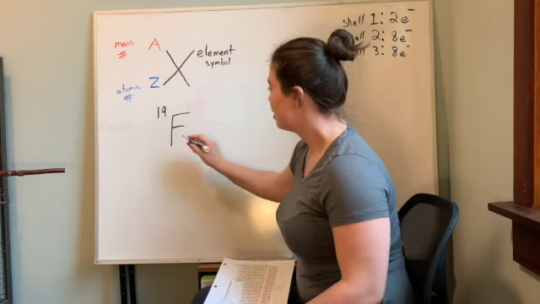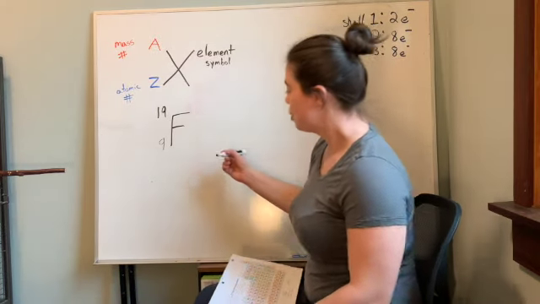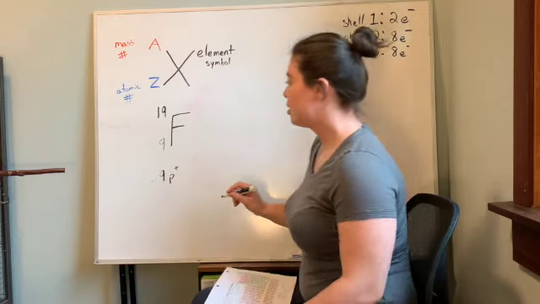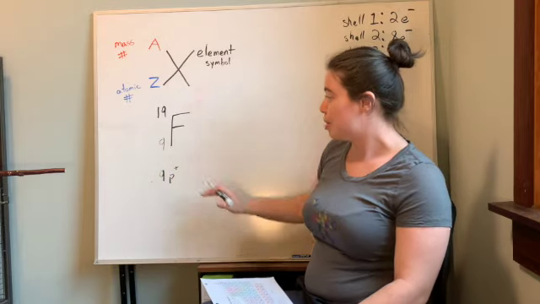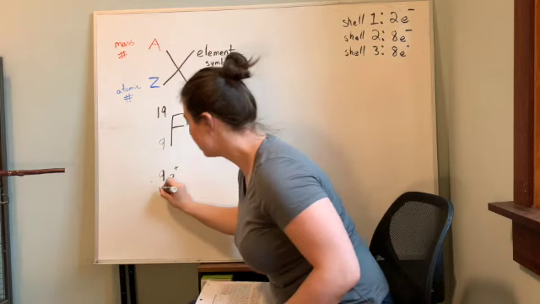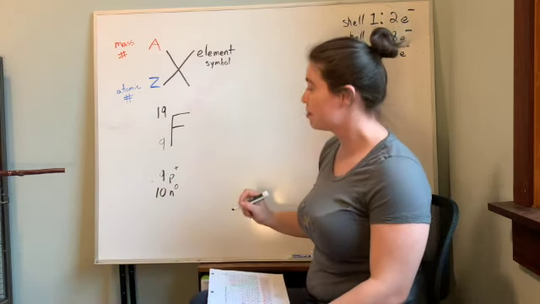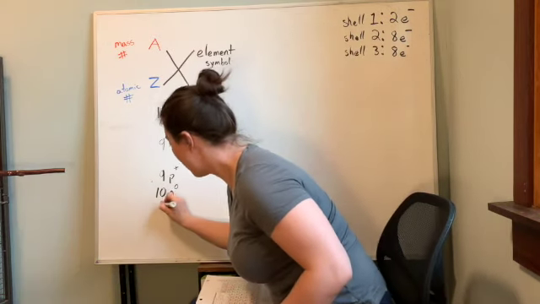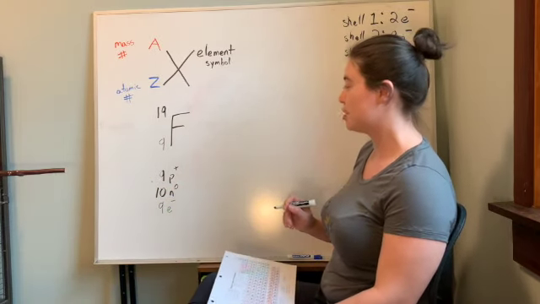It's element number 9, so it has an atomic number of 9, which means it's got 9 protons. Now, if we've got 19 as the atomic mass and 9 protons, then 19 minus 9 gives us a total of 10 neutrons. So 9 protons, 10 neutrons in my nucleus. And of course, the same number of protons as we have electrons, so we will have 9 electrons. So 9 protons, 10 neutrons, 9 electrons.